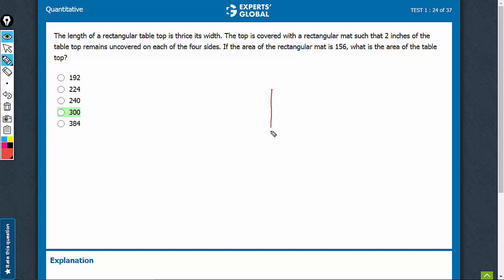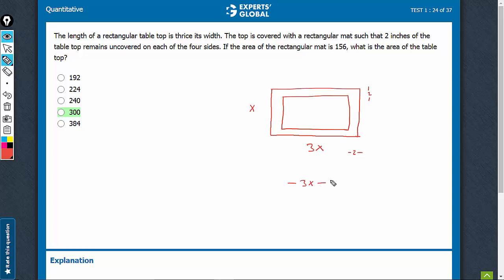So one side is 3 times the other side, something like this. If this is x, this is 3x, a cover, something like this, and 2 inches are missed on each side. Area of the rectangular mat is 156, so this side becomes 3x minus 4, and this side becomes x minus 4. So x minus 4 into 3x minus 4 is equal to 156.